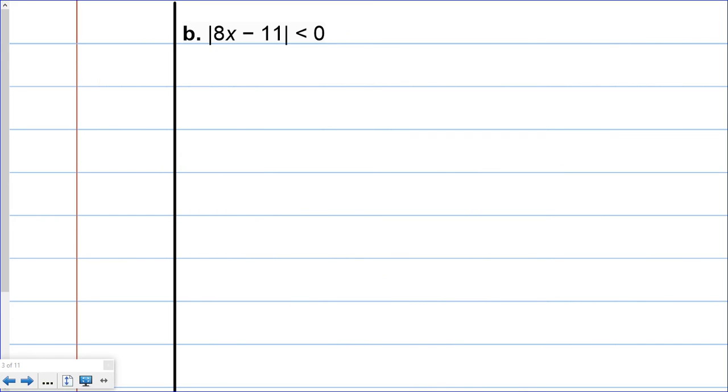If I have the absolute value of 8x minus 11 is less than 0. Well, first of all, we said before that absolute value must be positive. So let's make a note over here in the margin that the absolute value of x, or the absolute value of anything, cannot be less than 0.